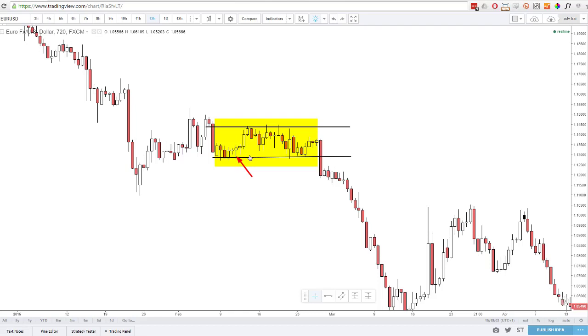Buyers pulled back up. Again, the candle that came right after it, sellers tried to push down, couldn't maintain that move. Buyers pushed them back up. Then we have two strong bullish candles. We have a strong bearish candle.